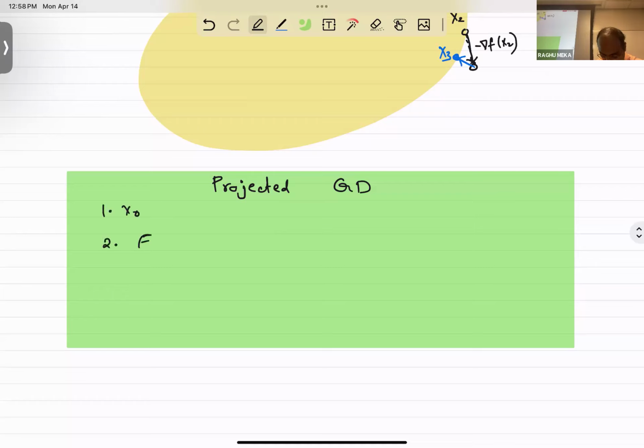Pick x0, and then for k equals 1 and so on, you first take a gradient update just as before. If it goes out, I'm going to map it back into the set. But which point should I pick in the set? The one that is closest to me. Just a greedy way, I'm going to pick the point which is closest to me in this set.